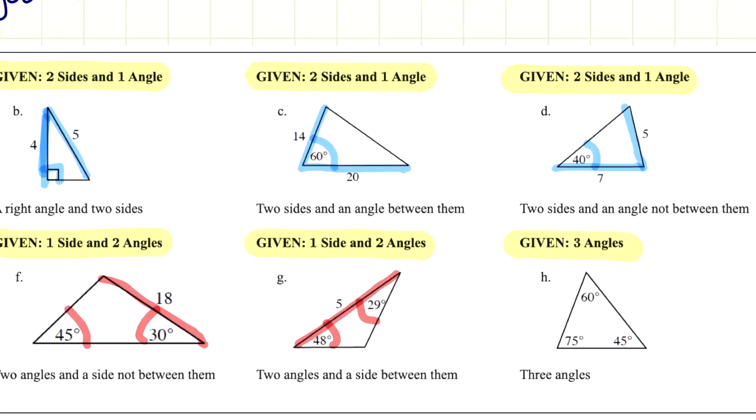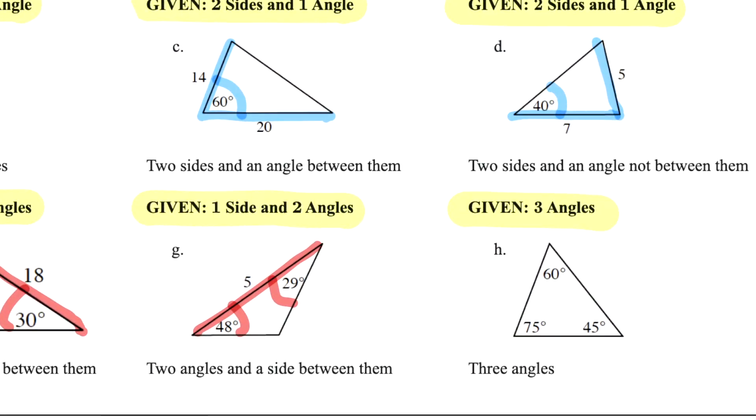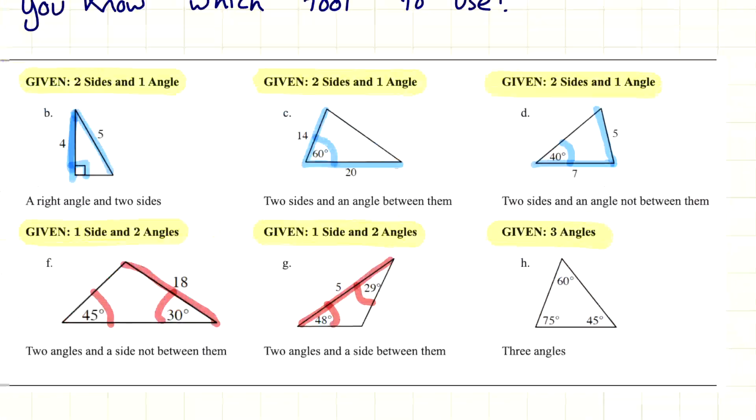And then the last one is, well, what if we're given just all three angles? Well, now that means we don't have to find any missing angles, but can we find the missing sides? Is there anything we could do to figure out what the missing sides are? All right, so that's kind of an overview.